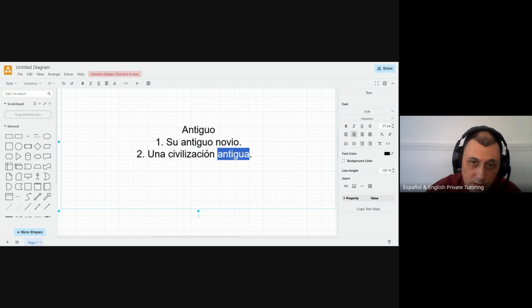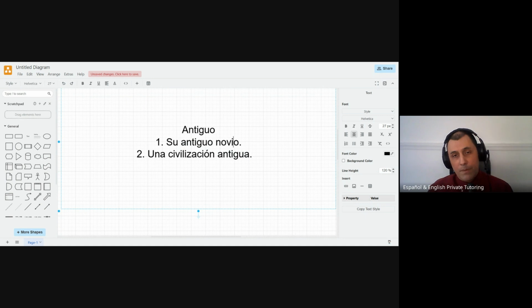Now, the same as in English, if you use it before the noun, you can only use it with people. You won't say her former dog or her former house. It's the same in English. An ancient civilization, you don't use this with people or animals. You don't say an ancient dog or an ancient person. It's only for things.